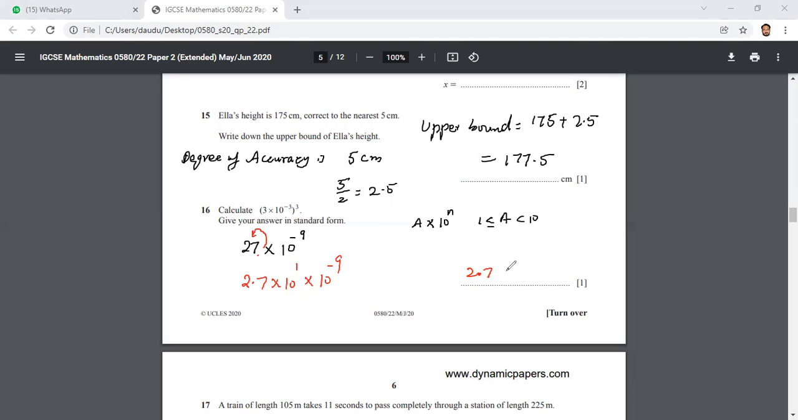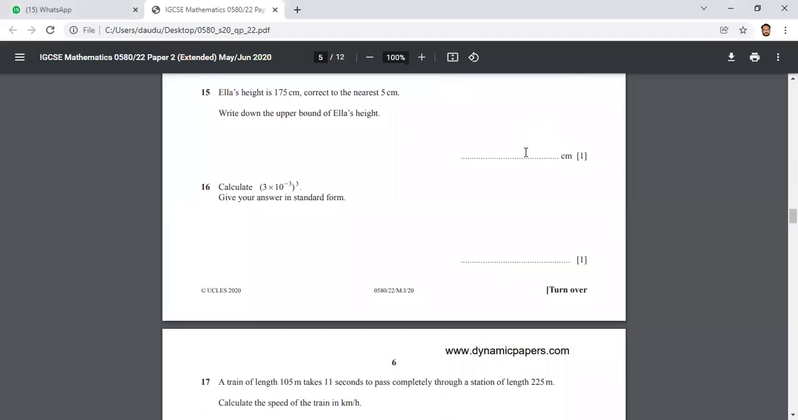So your last answer is 2.7 multiplied by 10 power minus 8, solving 10 power 1 and minus 9. I hope it is clear. We move next.